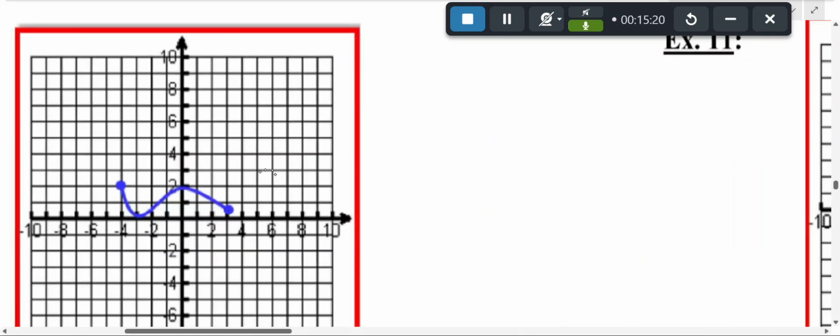All right, so looking at this one, if you draw vertical lines, you see you touch ones everywhere. Every time we draw them, we're only touching one, so then yes, this one is a function, okay?